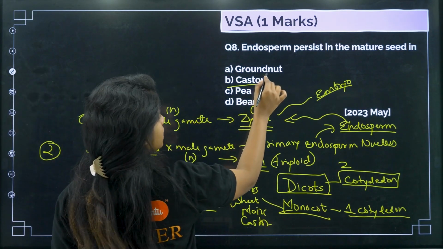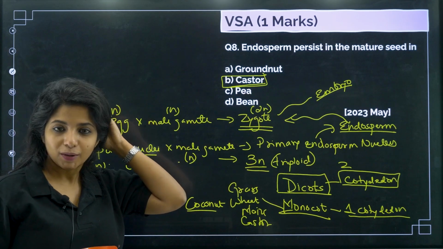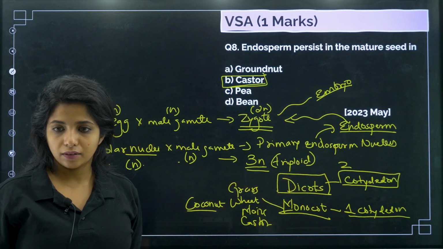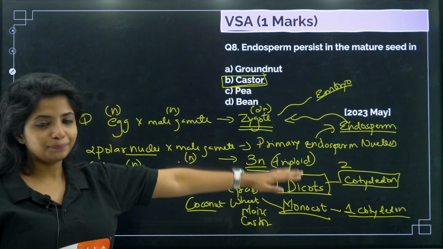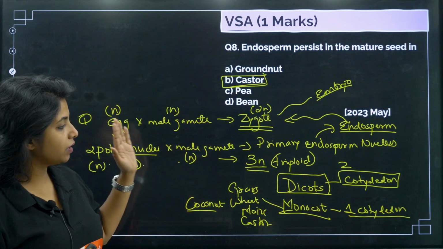Okay, so basically castor is the one that has the endosperm still persisting. They have a little amount of endosperm still left. For all of them, they have utilized it. Dicots utilize it. Okay, now I hope you will be able to solve certain questions, whatever comes out of this.